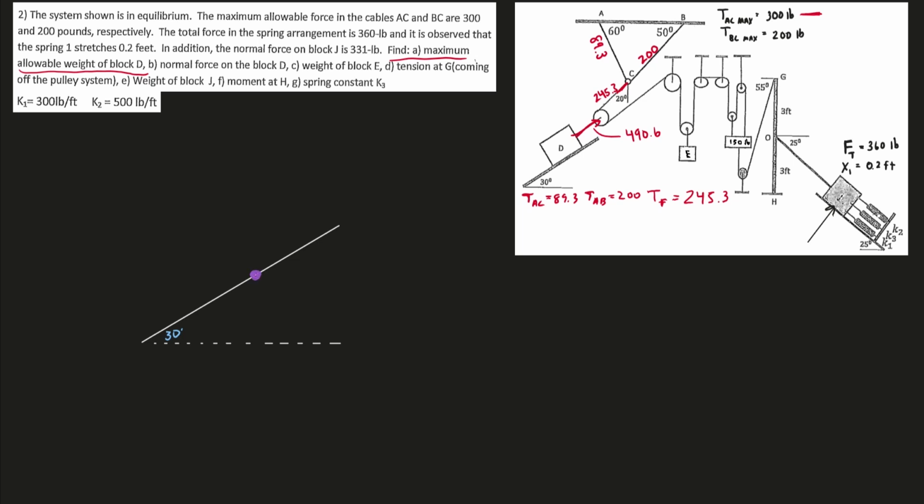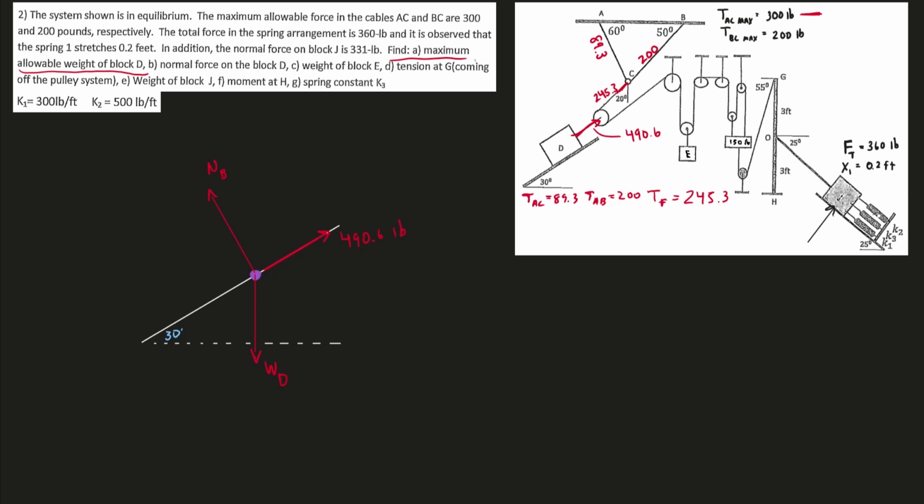So here's my block D right here. I can just treat it like a particle. I'll have a force going downwards, that's the weight of D. We'll have the tension from that rope going up the ramp at 490.6 pounds. And we'll also have the normal force pushing up from the ground on B.